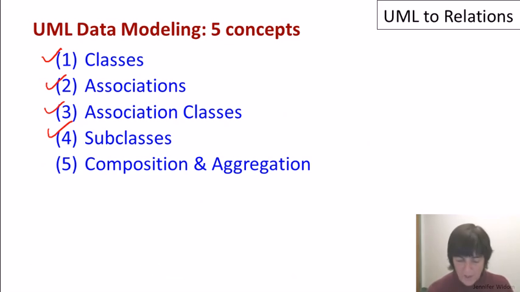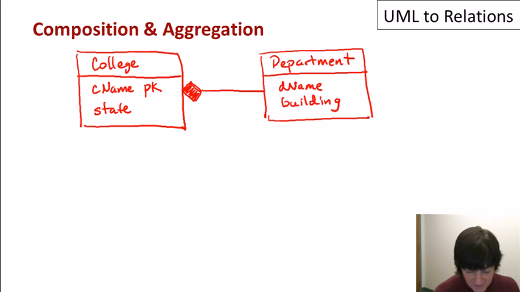Whew, so that was a big one, but you'll be glad to know that composition and aggregation is going to be quite quick. So here is our example where we have our college class as usual, but colleges contain departments, and this solid diamond here is the composition operator that says that we have objects from the right-hand side class that are components of the left-hand side objects. So let's look at the translation to relations.